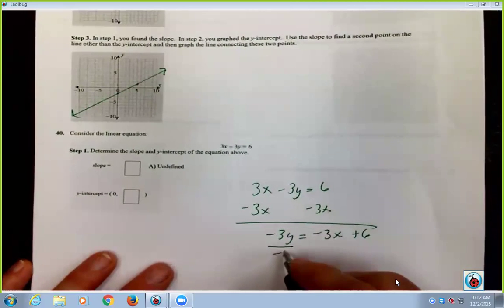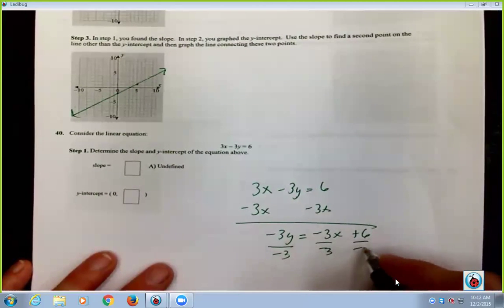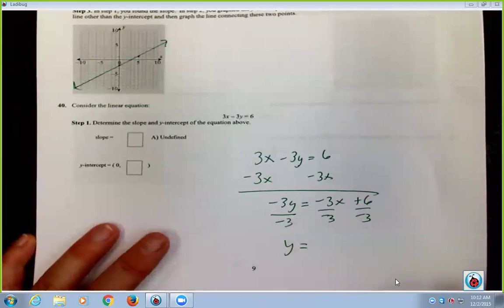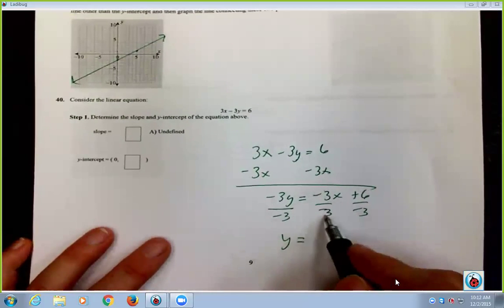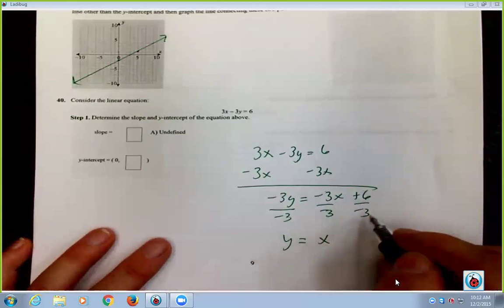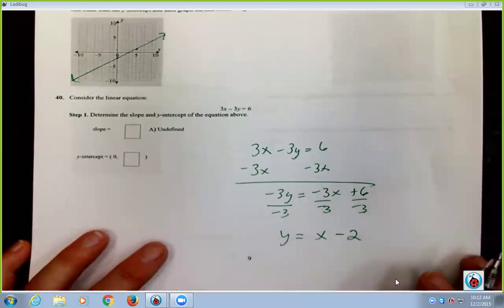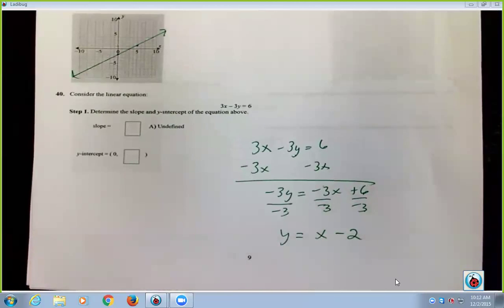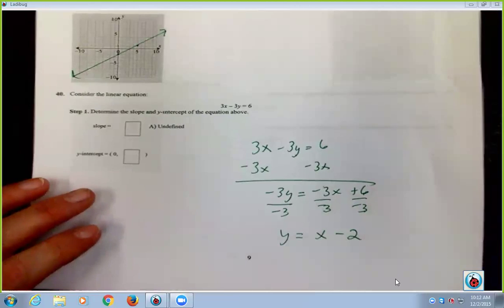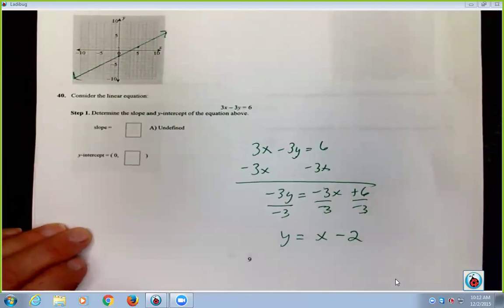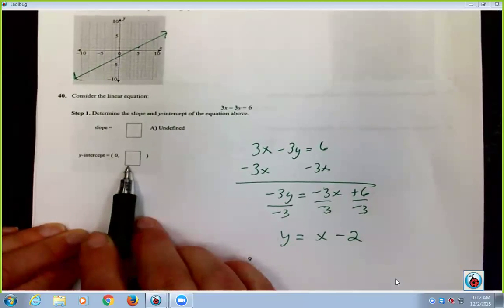Then I need to divide by negative 3. And I find out that y is equal to x. 6 divided by negative 3 is a negative 2. And so I've got it in slope-intercept form. Okay? And then you can find the rest from there, I think. Correct? Because they asked for slope and asked for the intercept.